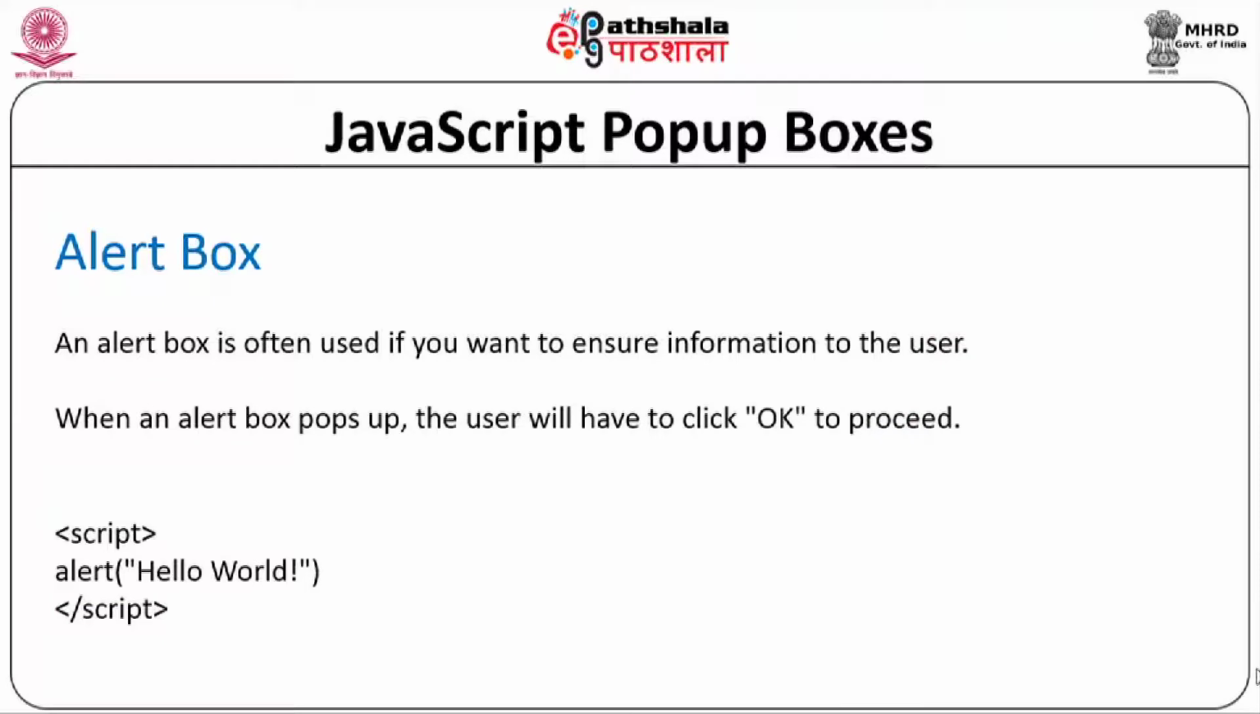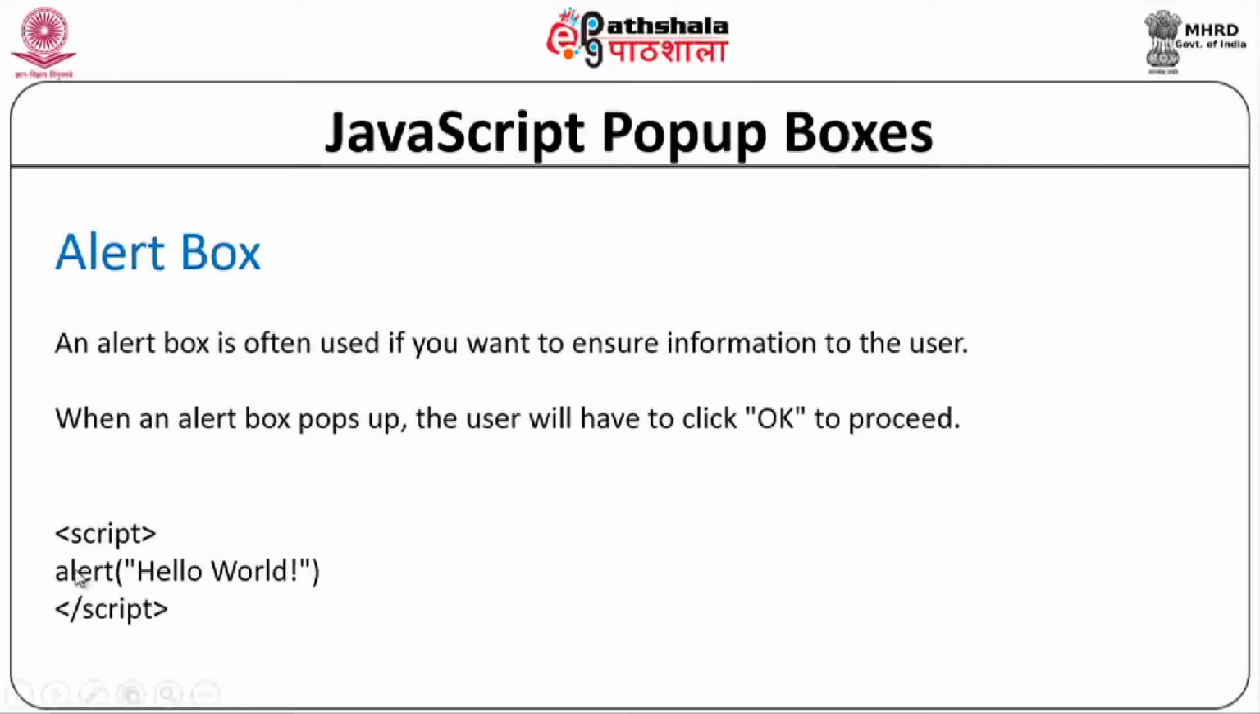So, before we enter into the objects, let us see the three dialog boxes which are supported in JavaScript. There is a box called alert box in JavaScript. This is often used if the user wants to ensure some information. When the alert box pops up, there would be an OK button, and if you click the OK button, the user can proceed.